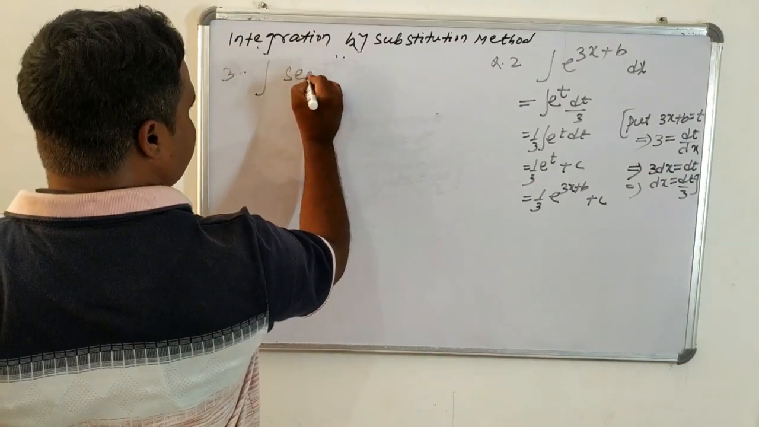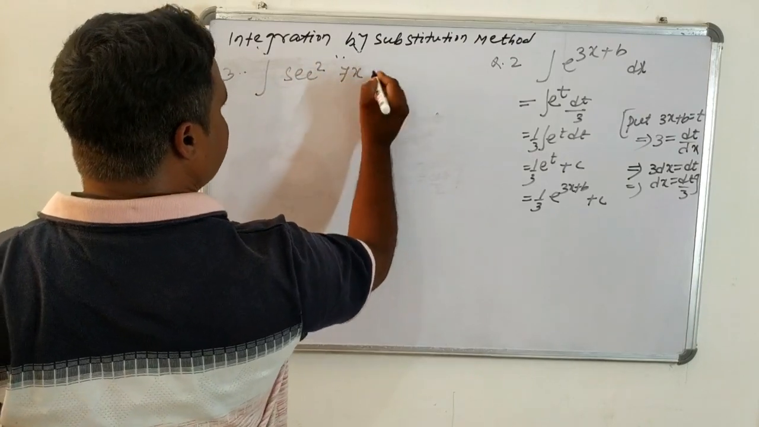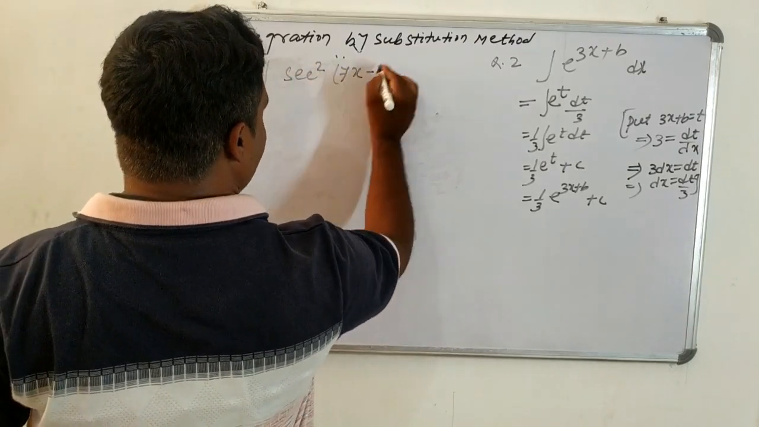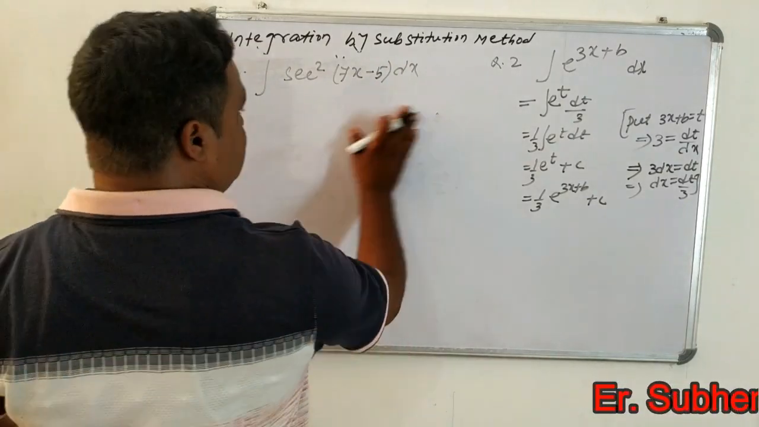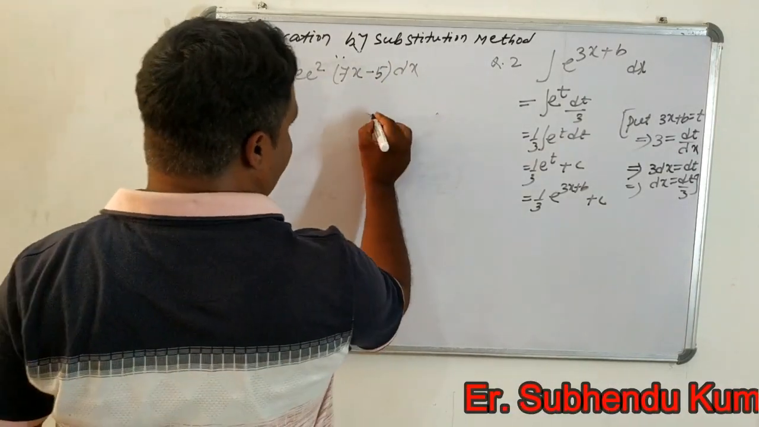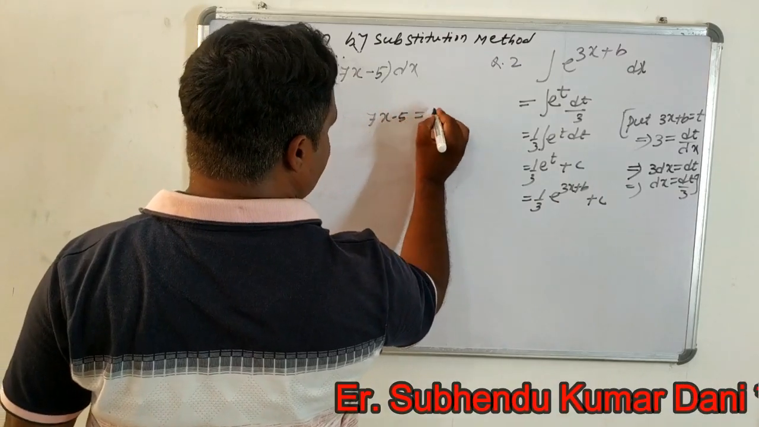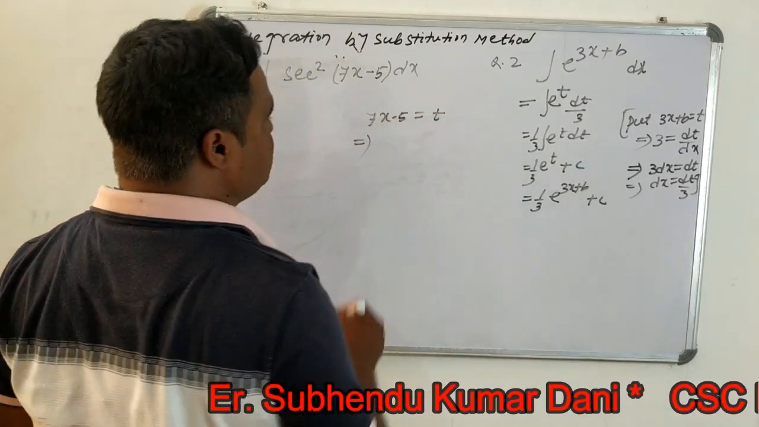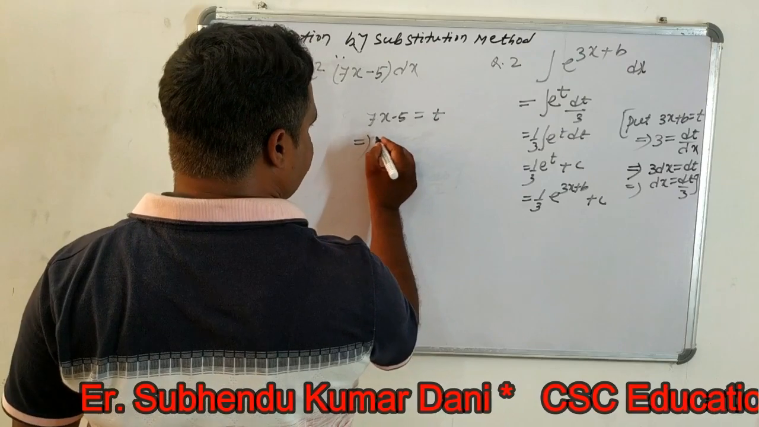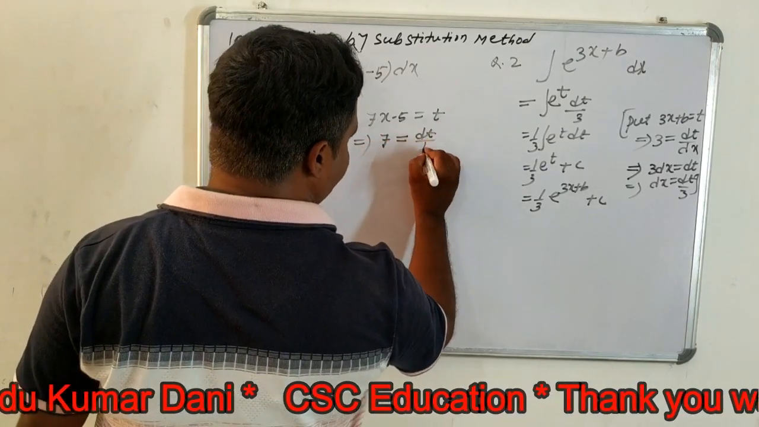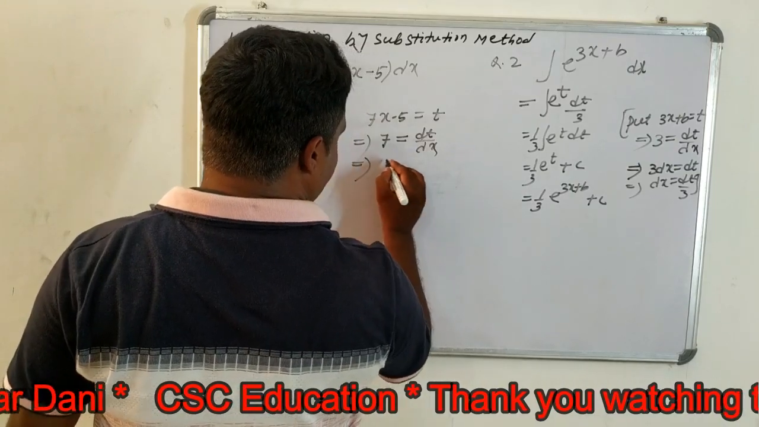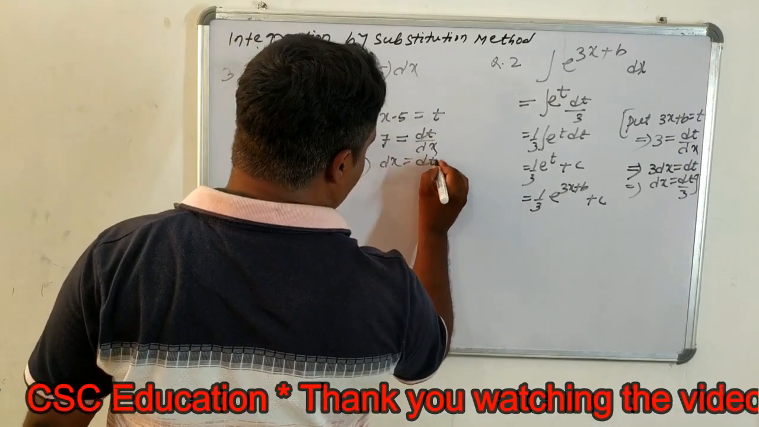Suppose the integration of sec square of 7x minus 5 dx, a trigonometric substitution. Now put the bracket factor 7x minus 5 equals t. This implies t is a function of x. So differentiating both sides with respect to x, the value is 7 equals dt by dx. This implies dx equals dt by 7.